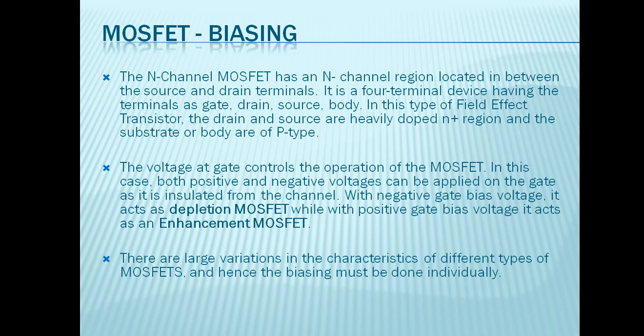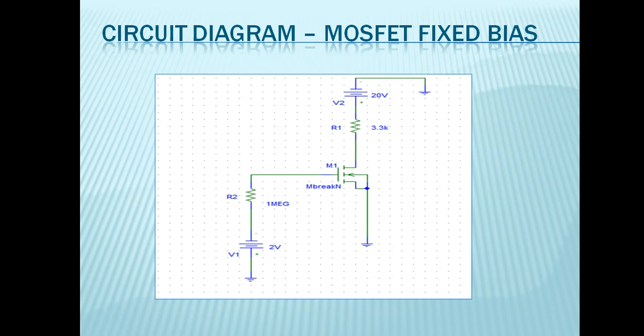In this case, both positive and negative voltages can be applied on the gate as it is insulated from the channel. With negative gate bias voltage, it acts as depletion MOSFET, while with positive gate bias voltage, it acts as an enhancement MOSFET. There are large variations in the characteristics of different types of MOSFETs, and hence the biasing must be done individually. This is a circuit diagram of MOSFET with fixed bias.